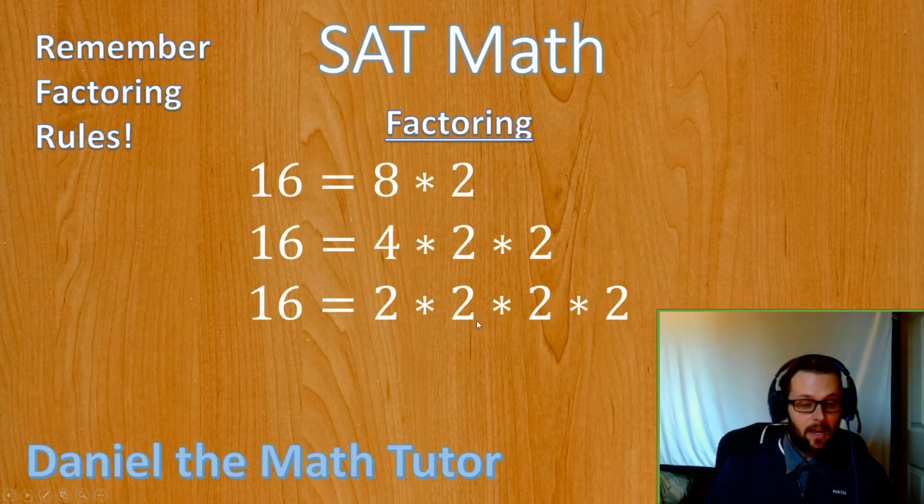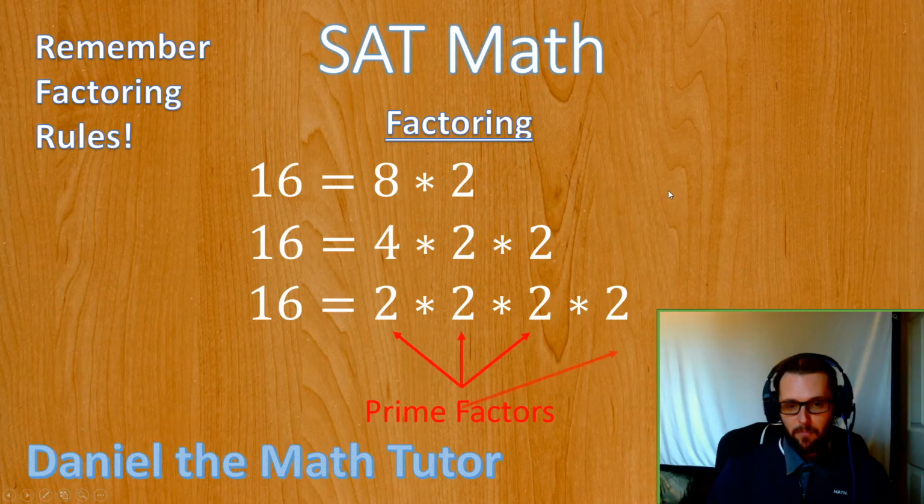Sometimes the SAT may ask you for the number of distinct prime factors. So just remember that distinct means unique. It just means different, unique. So how many distinct or unique prime factors are there of 16? Well, only one. The number 2 is the only prime factor. So that's important to remember. Prime factors: 2, 2, 2, and 2. There are 4 prime factors, but there's only one distinct prime factor.